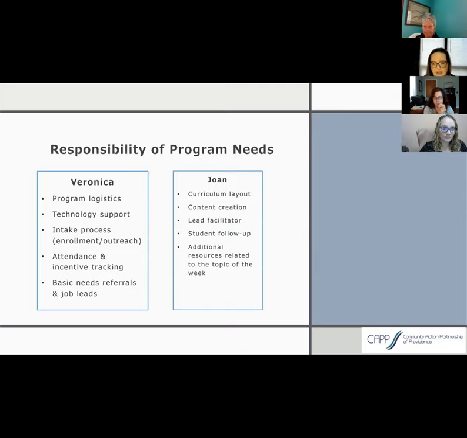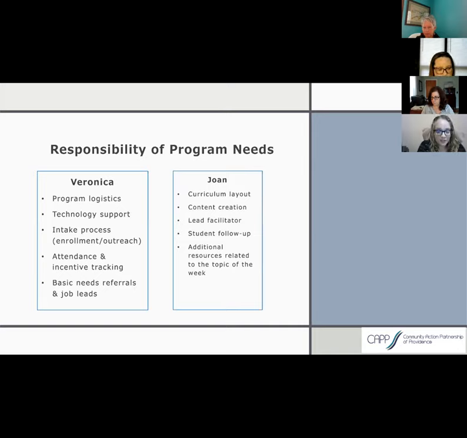Veronica, if you want to start us off and talk about your role in the financial literacy component of programming. Sure. So pretty much everything that's bullet pointed here: program logistics, technology support, intake, attendance, and basic need referrals. I've always been in this department kind of like the coordinator. I coordinate all the work. I'm the first voice or first face that residents encounter, well, usually it would have been the first face, but through COVID, I'm the first voice that residents are hearing when they're coming in for programs. So I like to set the tone, let them know that I am not the instructor, but I am the additional support to the students that are going to be part of class and also to the staff, the instructor for the class.